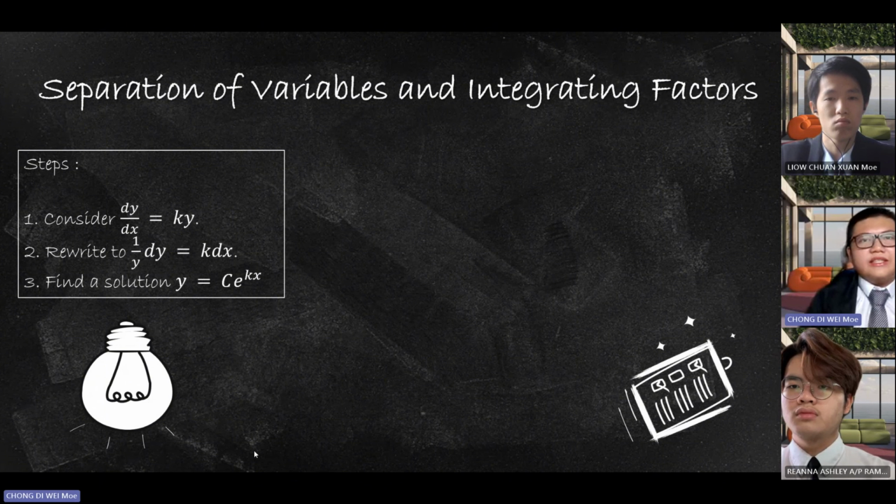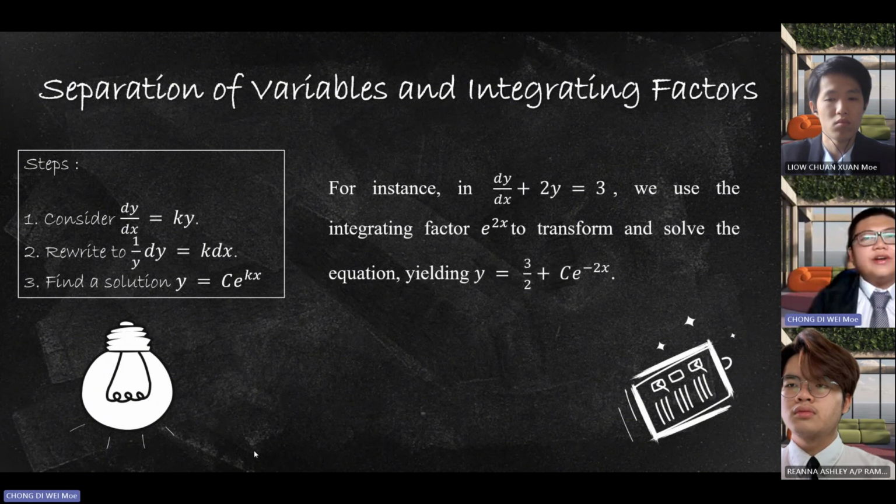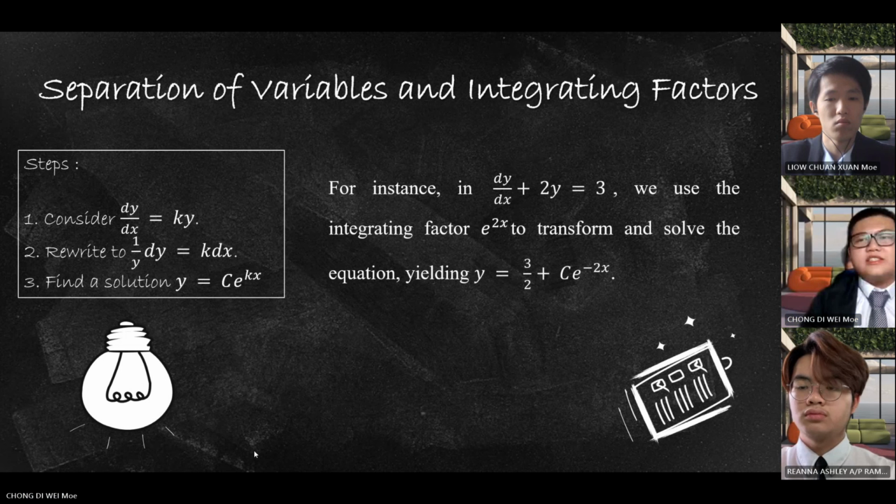For example, consider dy/dx = ky. We can rewrite this as (1/y) dy = k dx. We integrate both sides and find the solution y = Ce^(kx). The integrating factor is helpful for linear first-order ODEs. For instance, in dy/dx + 2y = 3, we use the integrating factor e^(2x) to transform it, yielding y = 3/2 + Ce^(-2x).